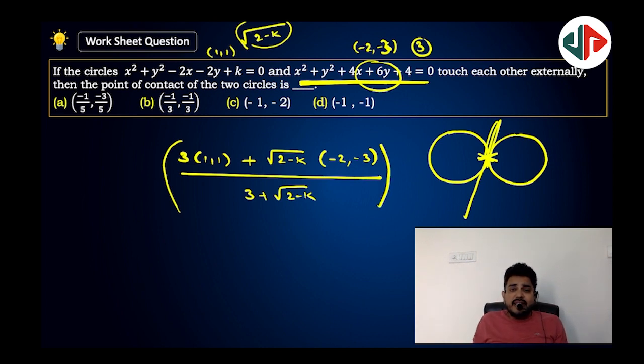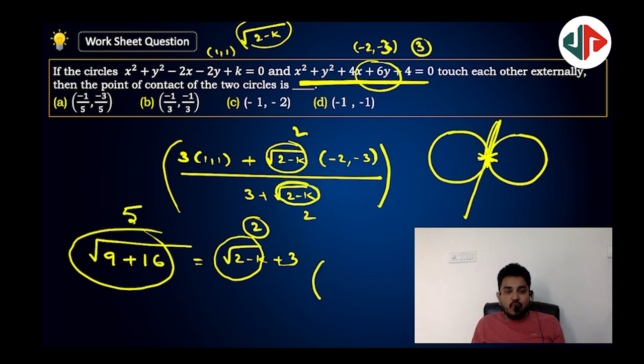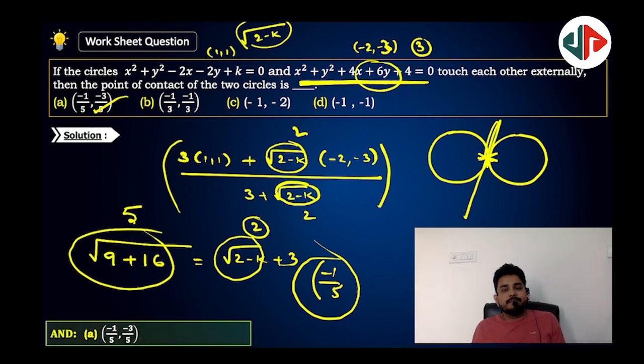But these two are touching each other. So the distance between these: minus 2 minus 1, 3 whole square, 9 plus 16, is equal to 3 plus root over 2 minus k. This value is 5 units. So this value will be equal to 2 units. So you write 2 here and you write 2 here. So the answer is 3 minus 4, 3 minus 4, so minus 1 by 5, minus 1 by 5 here. So the answer is equal to A.